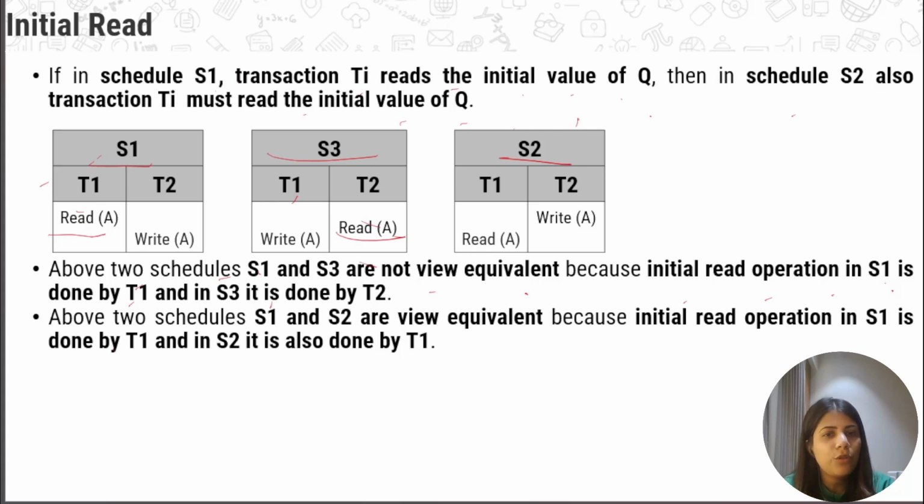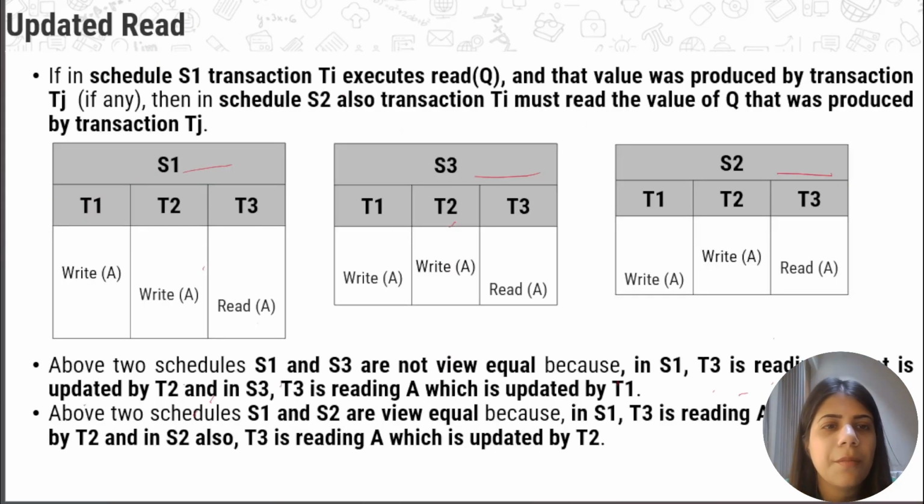No. The above two schedules S1 and S2 are view equivalent. Why? Because in S1 read A is done by T1, and in S2 also the read A is done by T1 only. We can say S1 and S2 are view equivalent, which means the first condition, initial read, is satisfied. The next condition is updated read.